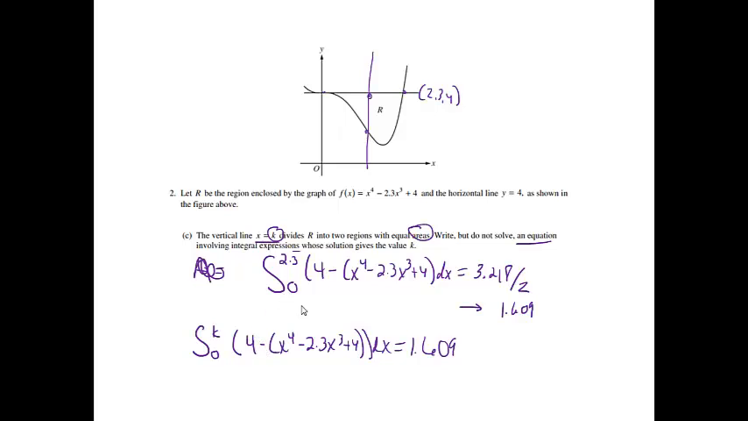We would get, this is worth 2 points. I'd get 1 point for finding the area of one region. So when I found this whole thing, that would have been worth a point. And then my setup would have been worth another point when we did that.